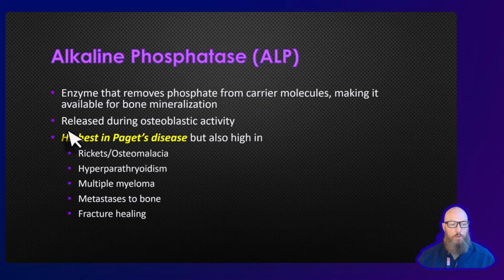What it's really known for, though, is being really high in Paget's disease. And that's a really common board review question. You may have other normal values or close to normal values, and then just a super high ALP level. That's kind of classic for Paget's disease. But it's also going to be high in these other diseases: rickets, osteomalacia, hyperparathyroidism, multiple myeloma, metastases, so malignancies that have metastasized to bone, and those will increase bone turnover. So there are a lot of diseases that do it, but this is the one, Paget's disease, that it's most well known for.